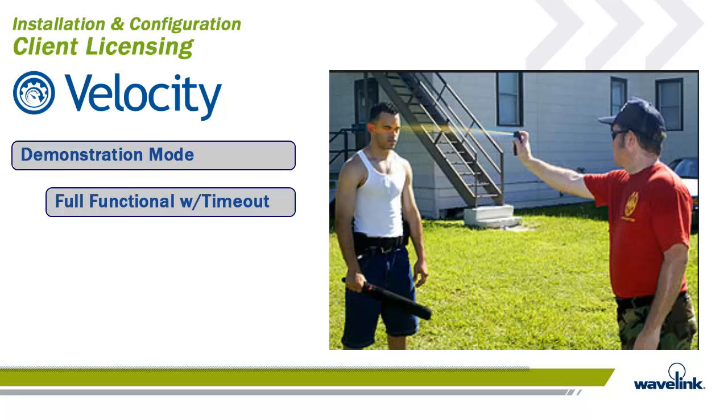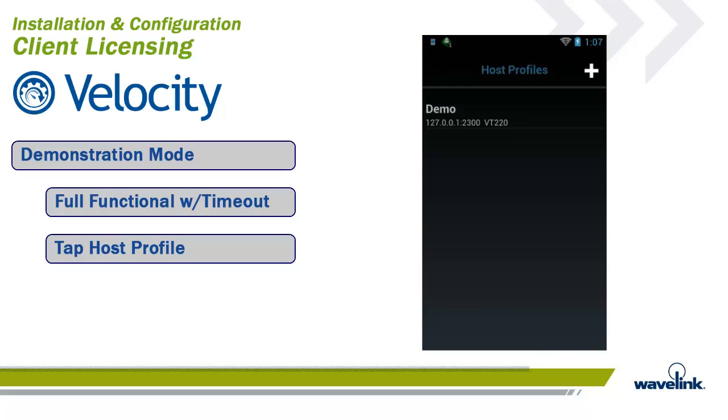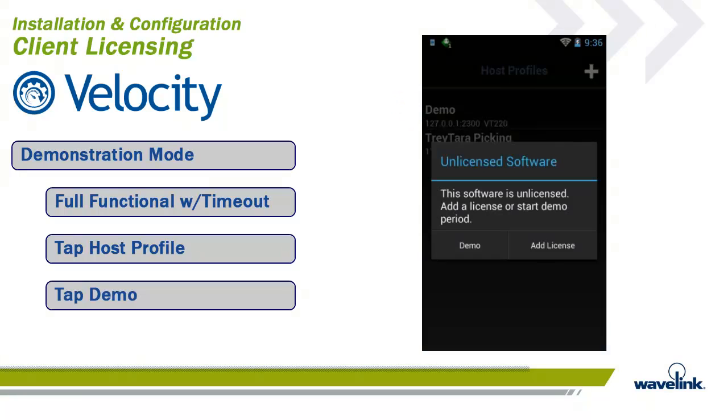If you are running the Velocity client, it is easy to enter demo mode. Select the host profile you would like to use, and then tap on that host. A window will appear that will give you a choice of demo or add license.